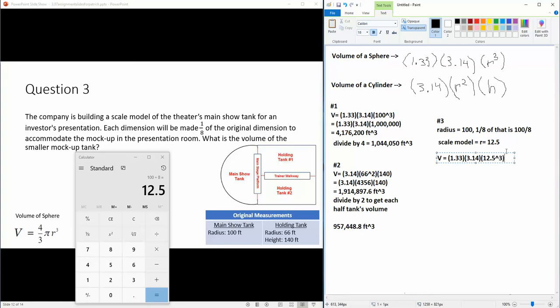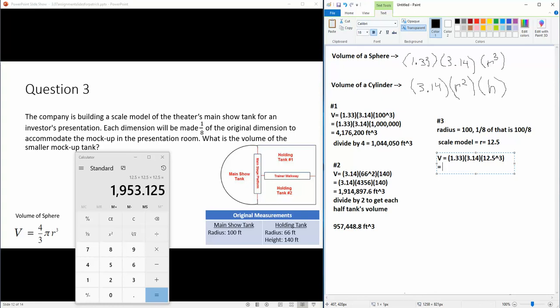We're doing 12.5 times 12.5 times 12.5 because that's what our volume formula says we have to do, and we have to do that first. We have to do the radius cubed in this case first. So over here, if we do 12.5 times another 12.5, we get 1,953.125. I'm going to round that to 0.13.